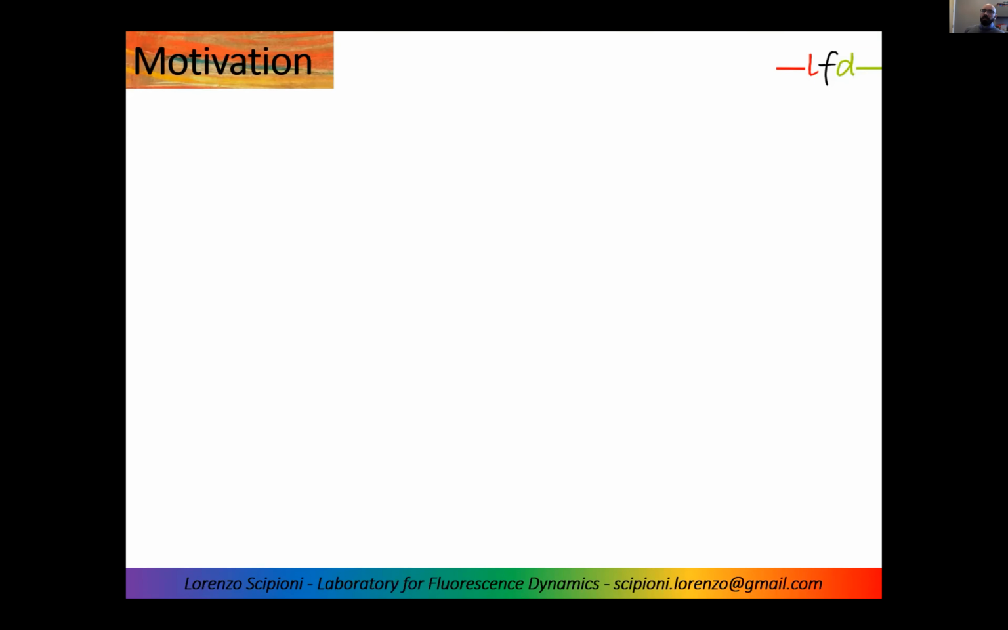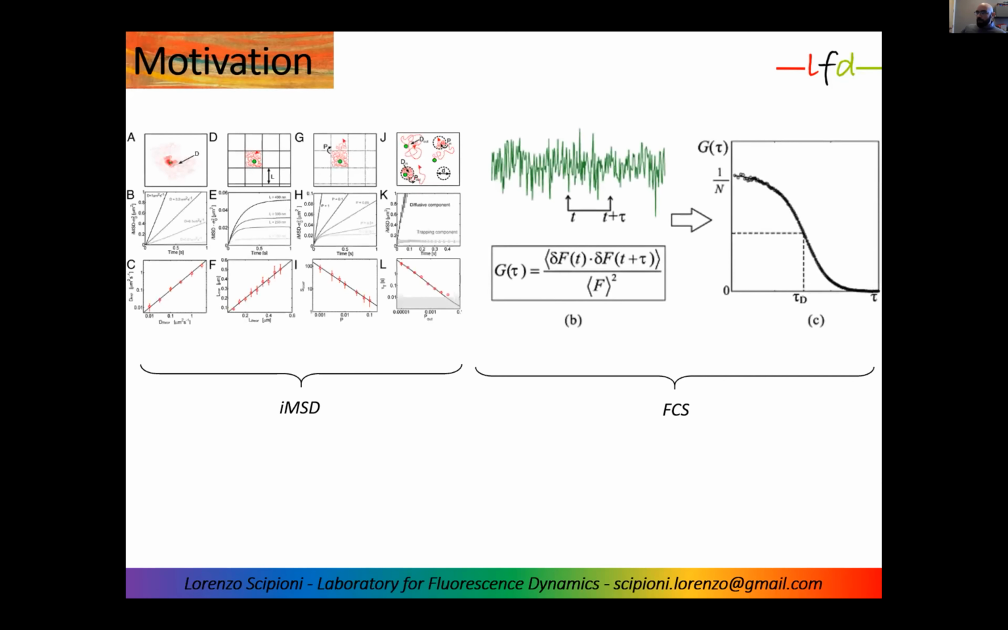Some techniques can report, as Francesco just described, on the environment organization. Other techniques can report on the particle dynamics, and so on and so forth, like oligomerization state in the case of number and brightness. However, they have their limitations.